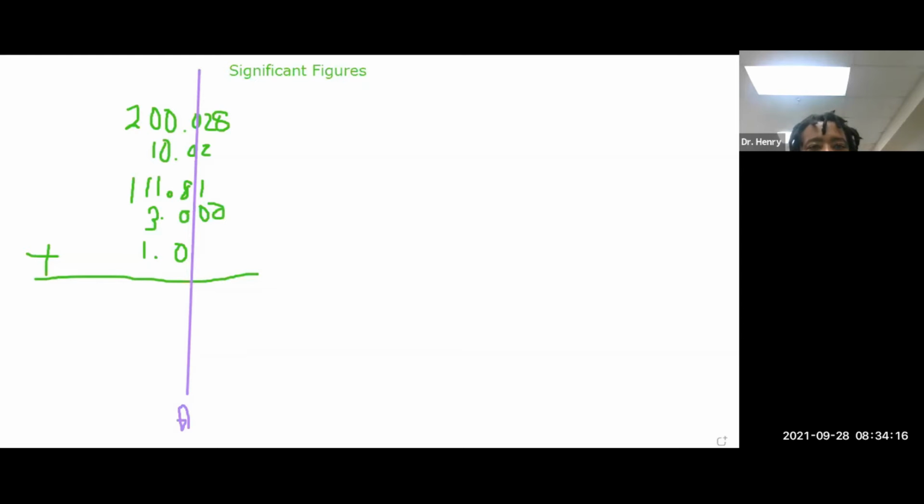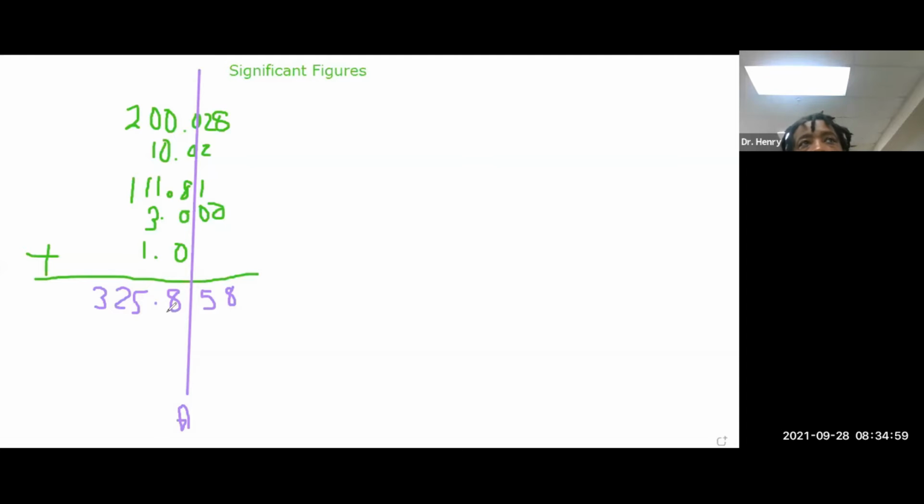So what we're going to do is go ahead and add them up. If we add this up, 8 plus 0 is 8.5, 2, 3. Okay, so this line tells us where significance is going to end for our answer and which number we're going to use to determine whether we're going to round up or round down.